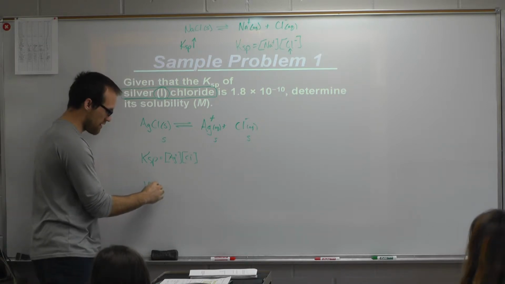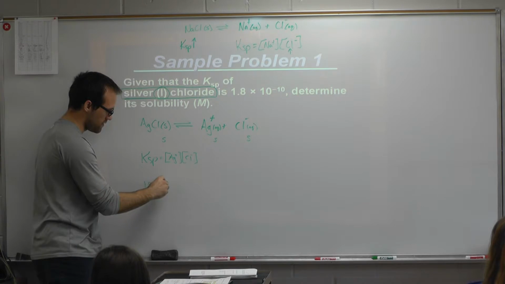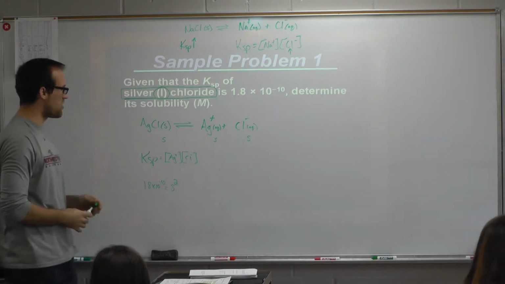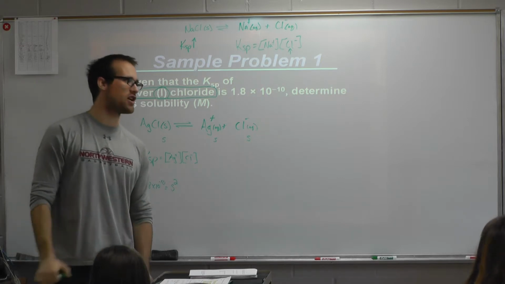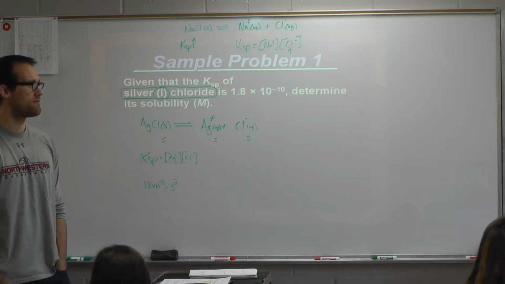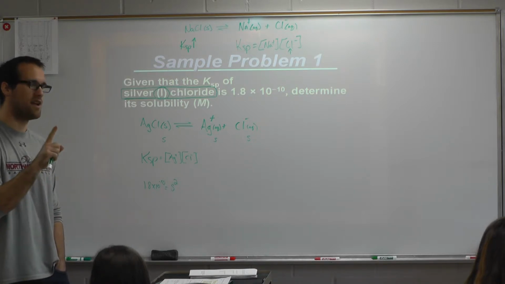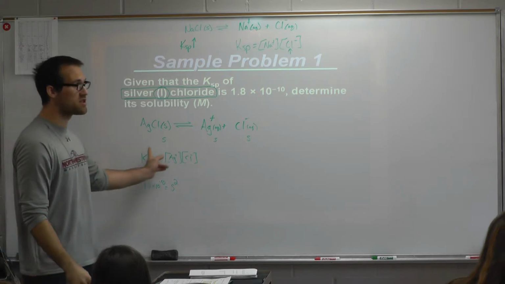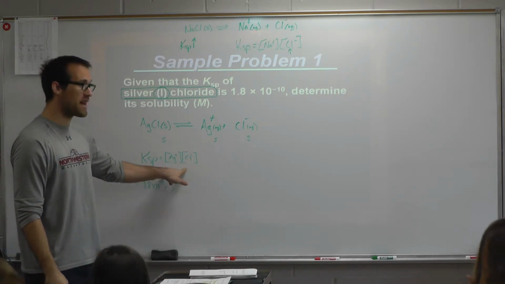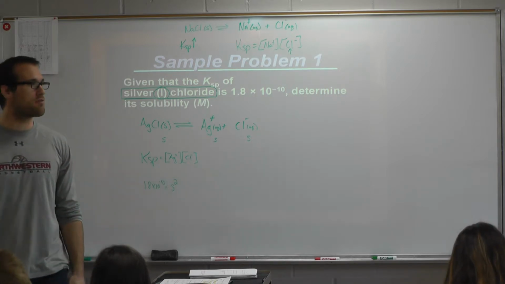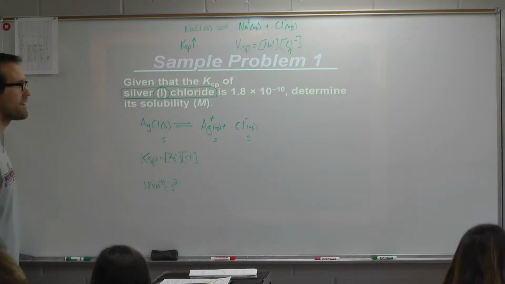Here's a little quick hint for you. Whenever you are solving for solubility and it's a 1-to-1 ratio, it is always the square root of your Ksp. But that is only if you're solving for solubility, and that's only if it's a 1-to-1 ratio. Because if it's a 1-to-1 ratio, it's just S's, right? And it will be S times S, which is S squared. If it's not a 1-to-1 ratio, it will not be the square root of it.